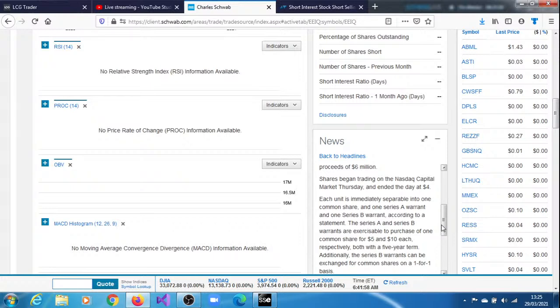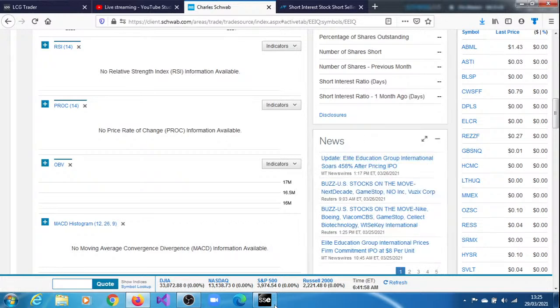Each unit is immediately separable into one common share, one Series A warrant and one Series B warrant. According to a statement, the Series A and B warrants are exercisable to purchase one common share for $5 and $10 each, respectively, both with a 5-year term. Okay, so it's just going public, I think.